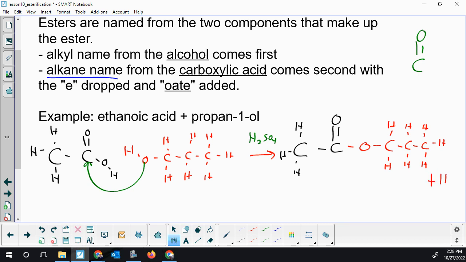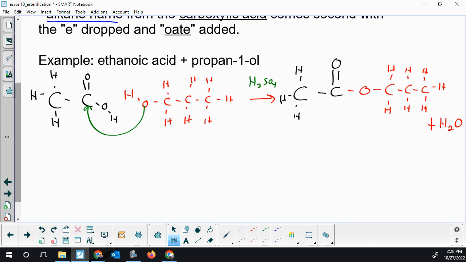I need to not forget the water. I'm not color coding that because it's one black H, one red H, and a red O. So that is the reaction. Now we're going to name it. When it comes to naming it, you kind of have to find that O and look to both sides. One side came from the alcohol, one side came from the acid. You deal with the alcohol piece first, no matter whether it's on the right or the left.